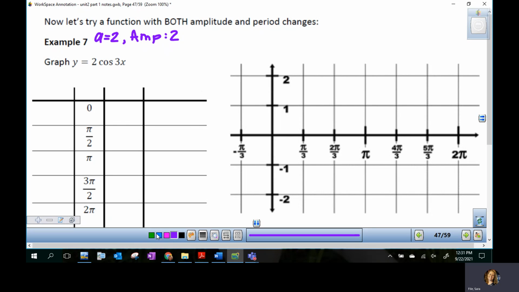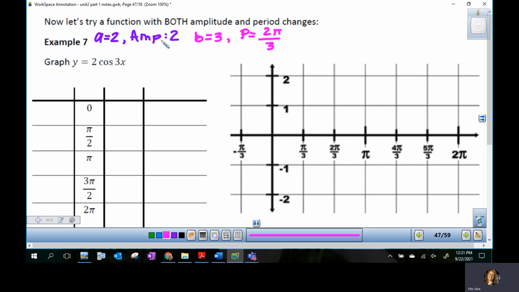Good. Okay, and then the B value is what? The 3. And what does that tell me? My period is what? It's not 3. B is not the period. B helps me find the period. 2 pi over B. Good. So 2 pi divided by 3. So 2 pi thirds. That's the period.